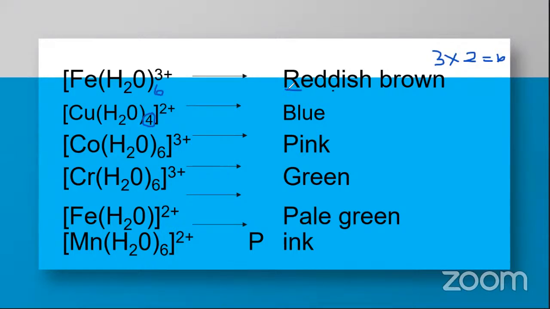What is the number of the ligands? Because, according to what we have, we have only one type of the ligand.